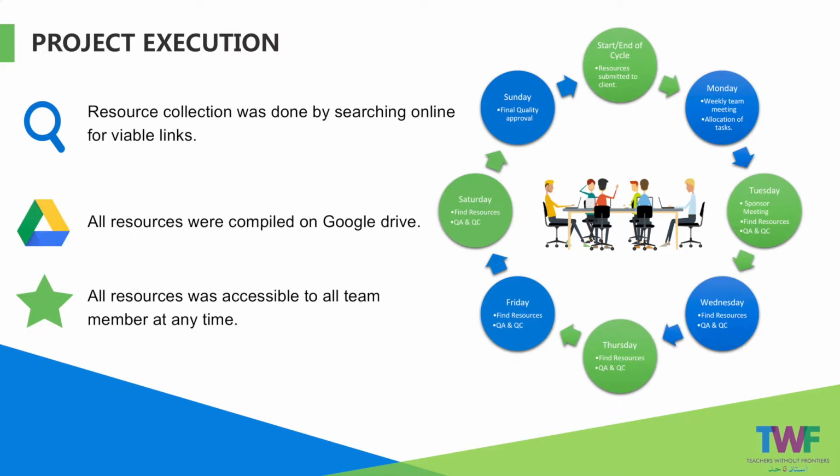On Monday, a weekly team meeting would be held, where the team would be briefed on the week's activities and tasks would be allocated. Once a new batch of SLOs was allocated, each team member would have until Friday to find their resources, whilst the quality manager would perform daily quality control checks on resources as they were submitted and logged into the content register. The final quality control is performed on Sunday. This would mark the end of the cycle, and the week's resources were submitted to the client.